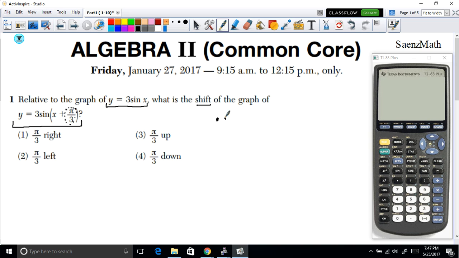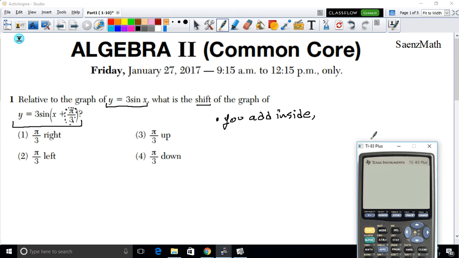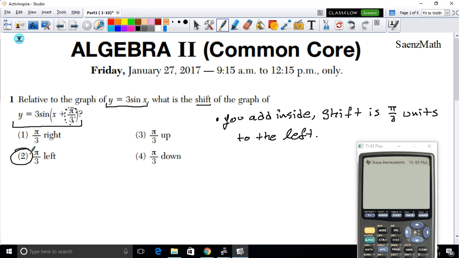Now, because you add inside the sine, that means that the shift is pi over 3 units, because that's the number that we added, to the left. And that's going to give us option 2 here.